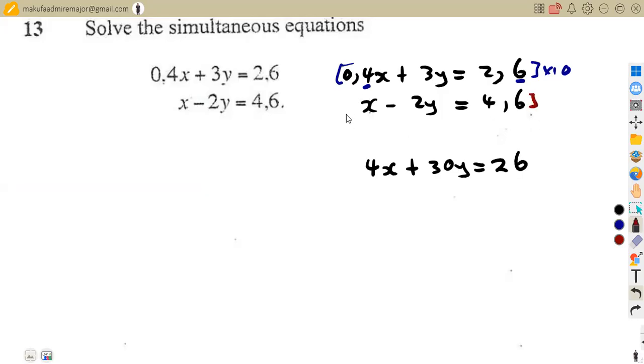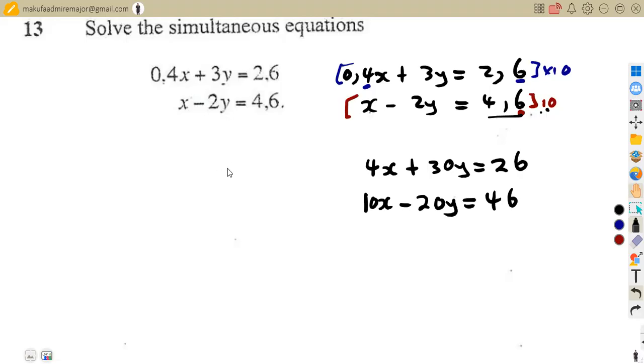On the denominator here, you check, the only decimal I have is here, one decimal place. So I'm just going to multiply by 10. But you are not focusing on this part alone. No, you are focusing on every part. So it's 10 times x, which is going to be 10x, 10 times minus 2 is minus 20y, is equal to 4,6 times 10, which is going to be 46. We have removed the decimal in that case.